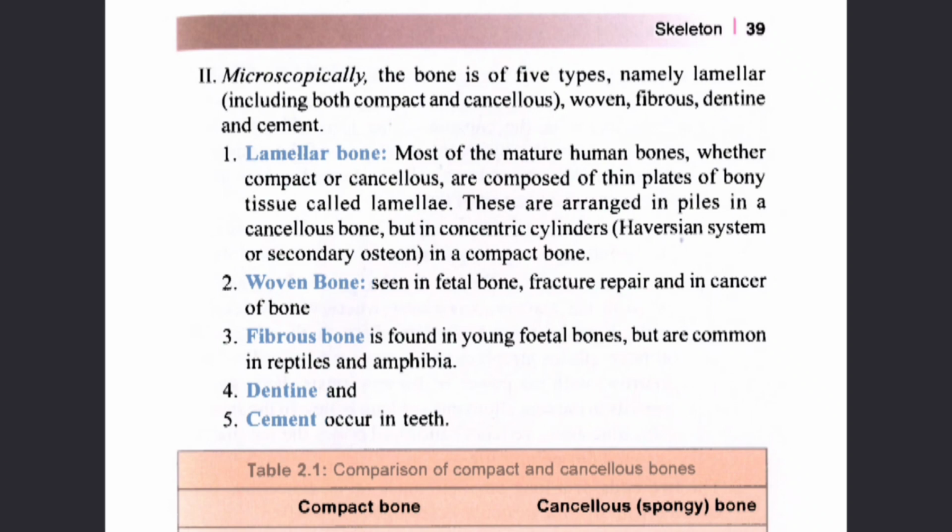What we studied first was macroscopic, then second we'll study microscopic. Bone is of five types, namely lamellar, including both compact and cancellous, woven, fibrous, dentine and cement. It is basically derived from the microscopic structure. We are classifying lamellar, woven, fibrous, dentine and cement.